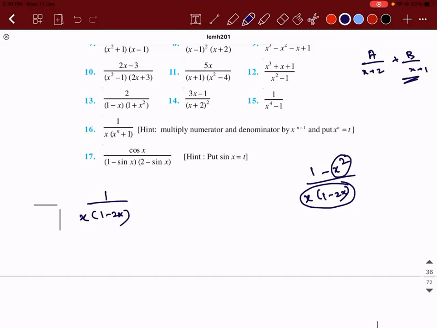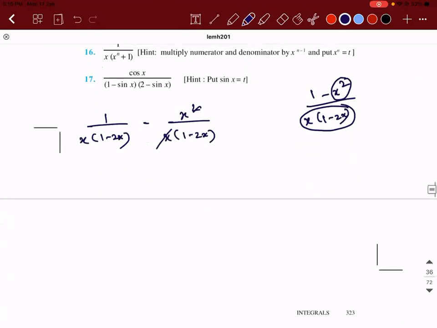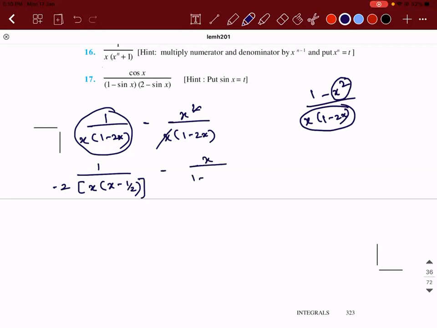Okay. 1 by x into 1 minus 2x minus x square divided by x into 1 minus 2x. So here I'll cancel this x and x. What I can do is, I will write it as 1 by, I'll take the minus 2 outside. I can write it as x into x minus half minus x divided by 1 minus 2x. Again, if you see, the numerator and denominator are of the same power, so subtract and divide the value.